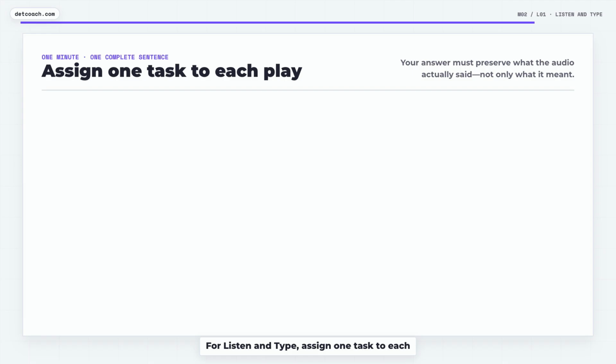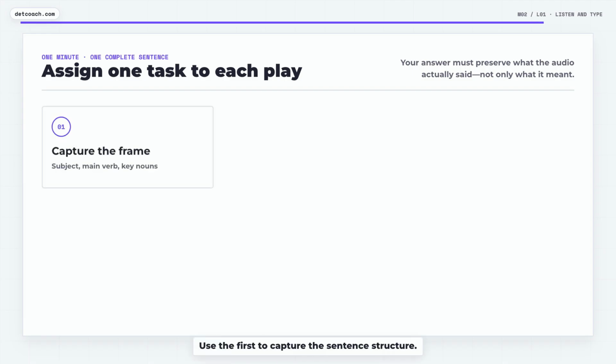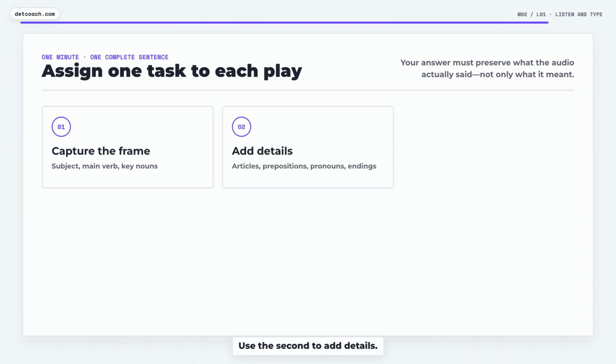For listen and type, assign 1 task to each of the 3 listens. Use the first to capture the sentence structure. Use the second to add details. Use the third to check every word.